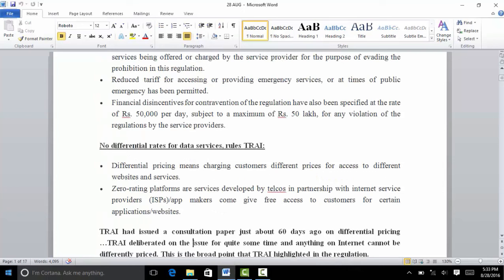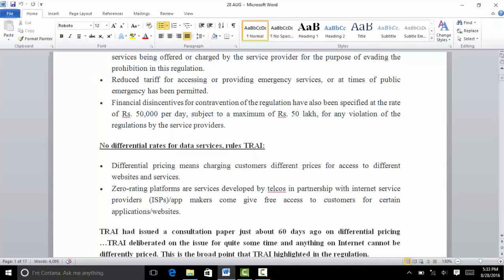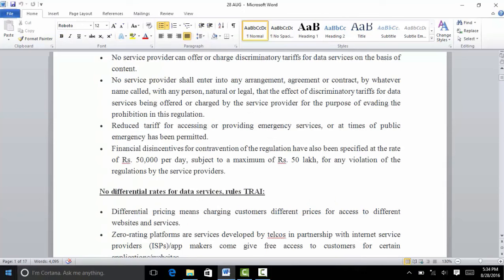Then the whole debate about whether this is legally and ethically right started. And then TRAI released a consultation paper. It was open to feedback, and a lot of opinion against zero rating came. Eventually TRAI made its ruling that differential pricing, that's a key term that you should use, differential pricing.